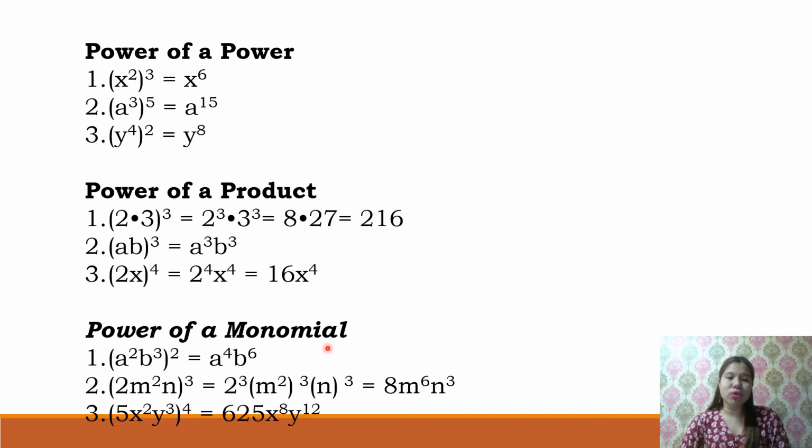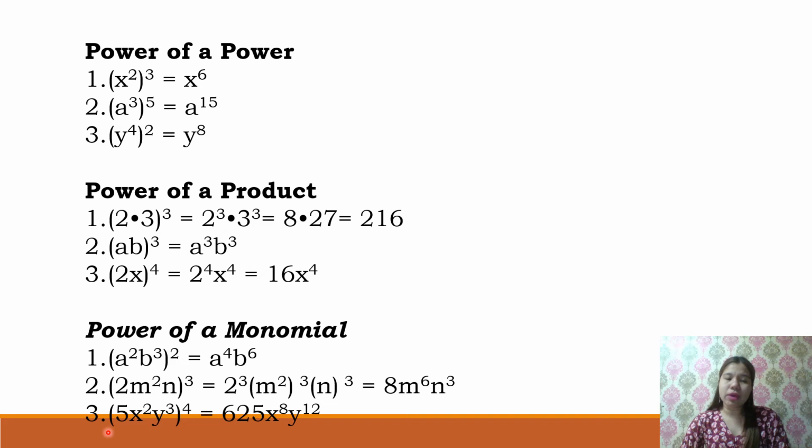For power of a monomial, we have quantity of a squared, b cubed, raised to 2. This one, multiply lang ang exponent, a raised to 4, and then 3 times 2 is 6, so b raised to 6. For number 2, quantity of 2m squared n cubed. So expand natin, 2 cubed, m squared naka-raised to 3, and then we have n raised to 3. So we have the answer 8m raised to 6 n cubed.